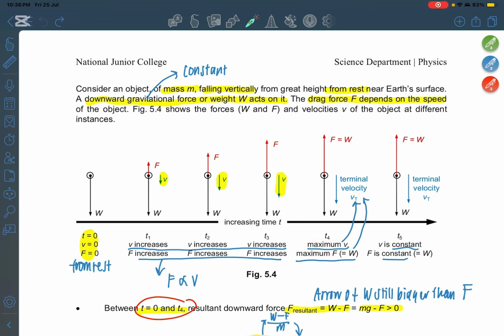until you reach t4, which is its maximum velocity. This maximum velocity is what we call terminal velocity, when the maximum drag force equals the weight, which is the same magnitude of arrow. After that, v is going to be constant all the time, keeping at terminal velocity. And again, force is constant. Drag force equals weight.